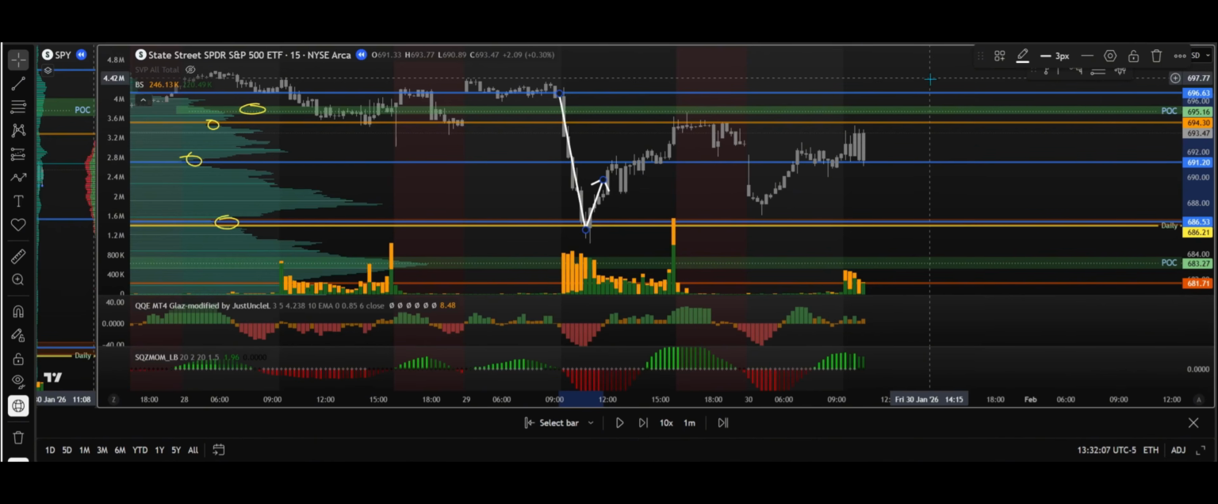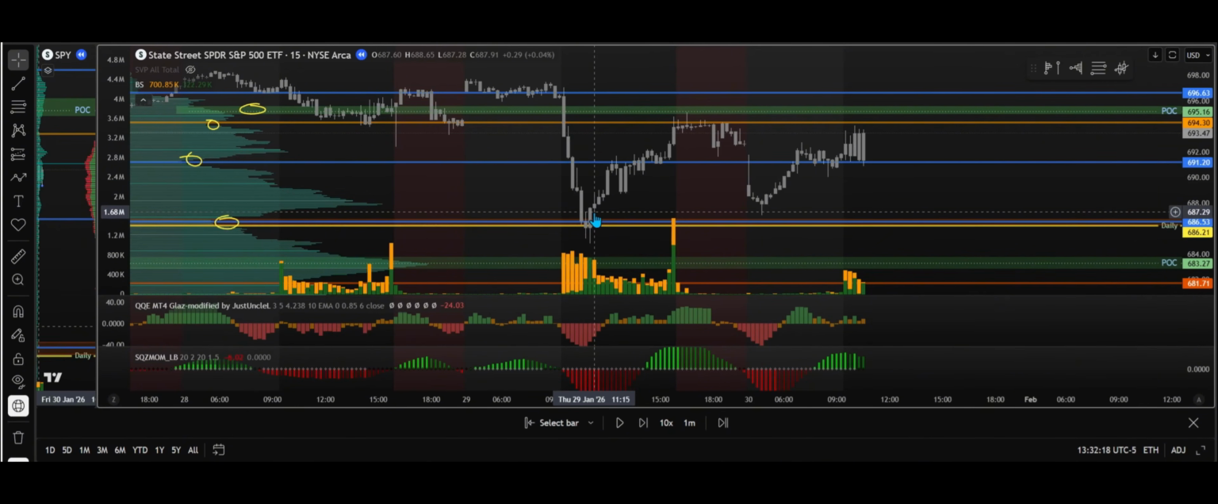So let's take this for example, the previous day, and then we'll go into today's trades. So let's say we got pushed down all the way down here. This is the first time we're seeing buyers step back into the market. Let's now take a look at our momentum indicators, right?